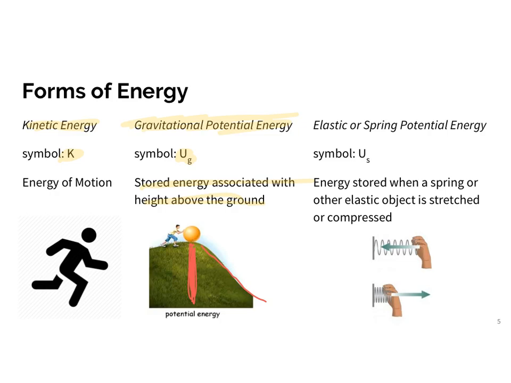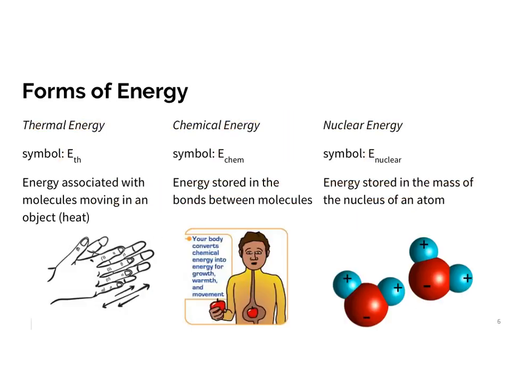Elastic or spring potential, we've talked about springs before, and springs always want to be at equilibrium. So that's energy stored when a spring is stretched or compressed from that equilibrium point. And for that, again, it's potential, so we use U and S for spring.